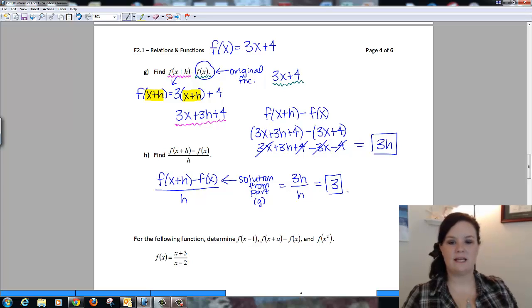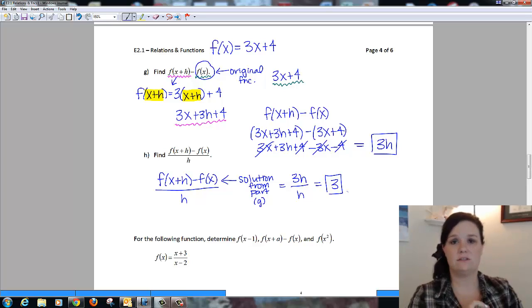Okay. So the best way to tackle these big ugly things is to do one piece at a time, and then put it all together once you have all the little solutions. Okay.